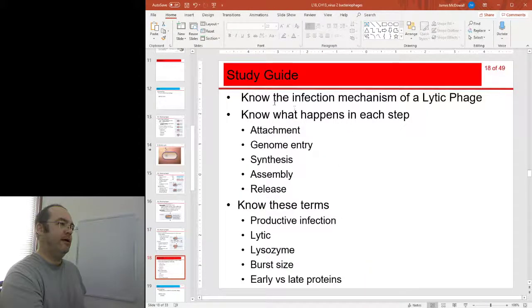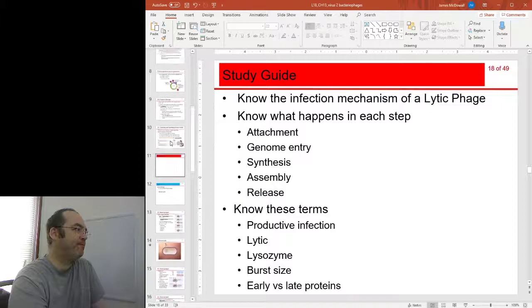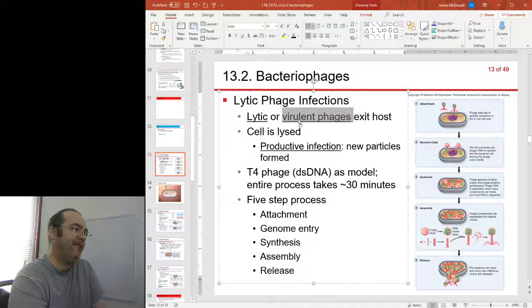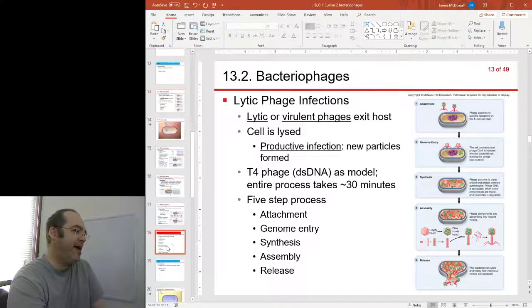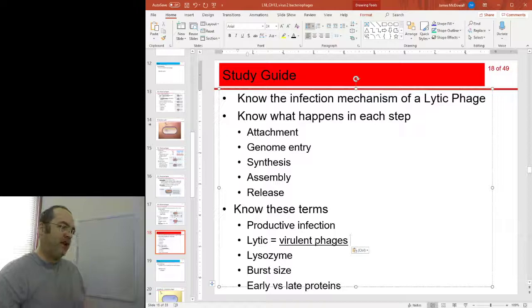So, the infection mechanism of a lytic phage. Be able to identify and know what happens in each of these steps: attachment, genome entry, synthesis, assembly, and release. Know these terms: productive infection, lytic infection. Let's also add on there that a lytic infection is also known as a virulent phage.